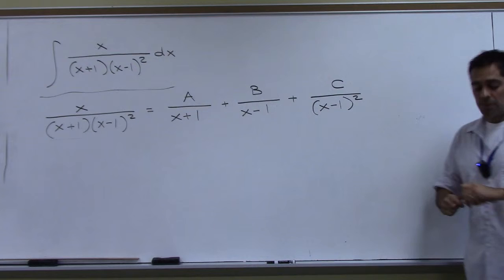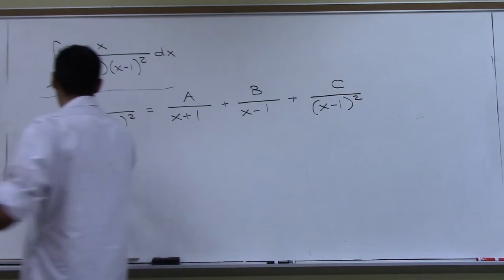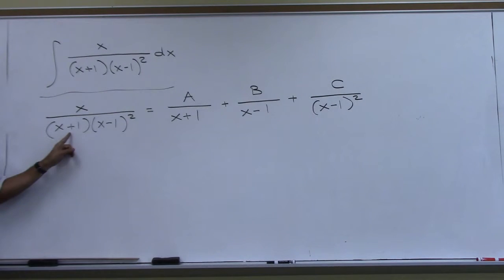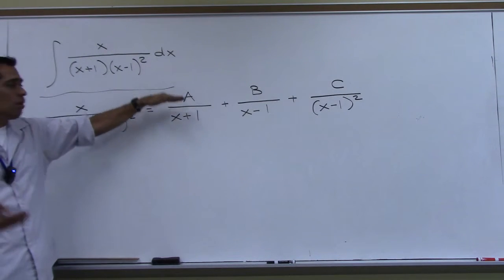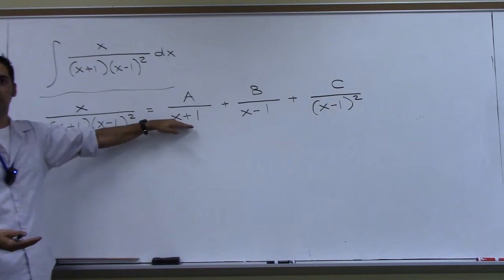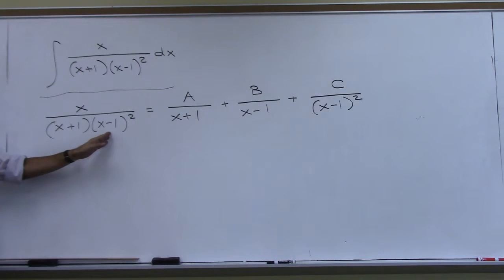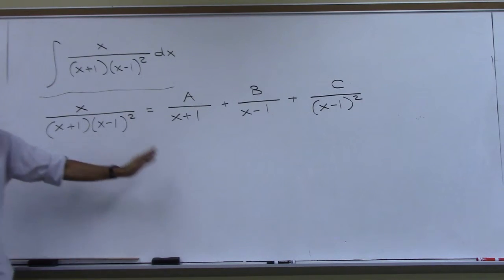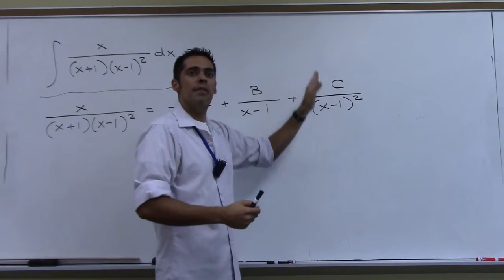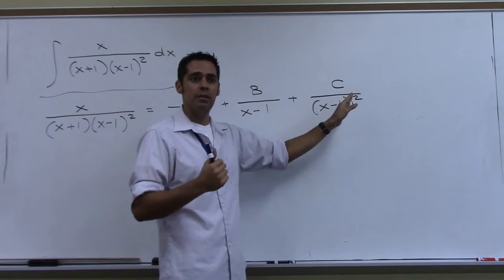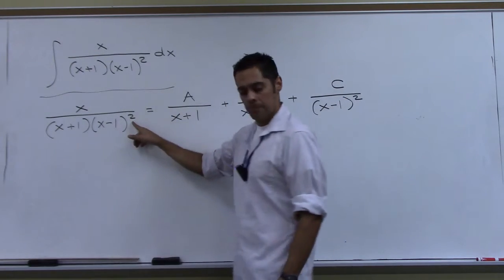So let me explain this. For every linear factor, you have to put some number, which we're going to have to figure out, over that linear factor. For every different linear factor, you have to do that. If the linear factor is repeated, like in this case squared, you also have to do a number over that factor squared. What if this was cubed?